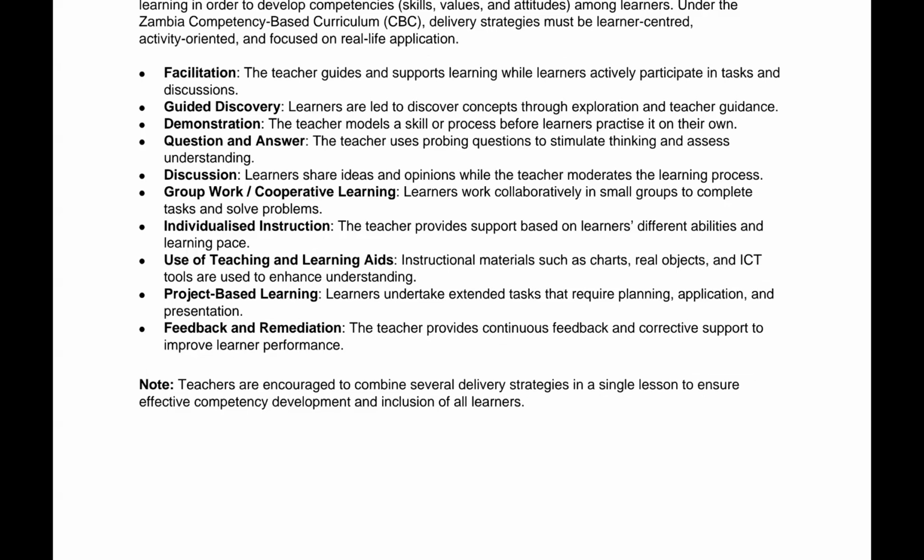You also have what you call the use of teaching and learning aids. Those you really need, like the instructional materials, the charts, the objects and ICT tools that are there to just enhance their understanding.